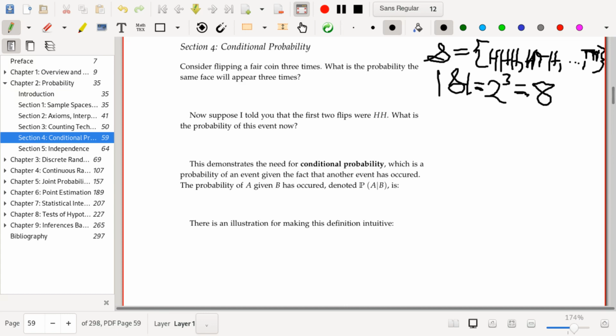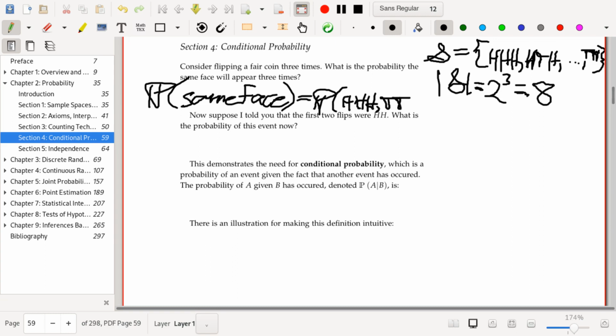So what is the probability that the same face will appear 3 times? The probability of getting the same face is going to be the same as the probability of the event. The only 2 outcomes that correspond to having the same face are heads, heads, heads, and tails, tails, tails. And this is a probability space where every outcome is equally likely. So the size of the set corresponding to that event is 2. There's 2 outcomes in that event, divided by the total size of the sample space, which is 8, so that's 1/4.